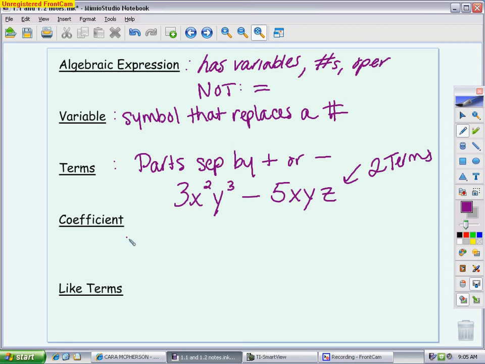Your coefficient, very easy, is just the number that is in the front of the term. So, for example, in this one, your first coefficient is a 3, and your second coefficient is a negative 5. It tells you how many of that term you have. Your like terms have to have the same variable part, including the exponents.